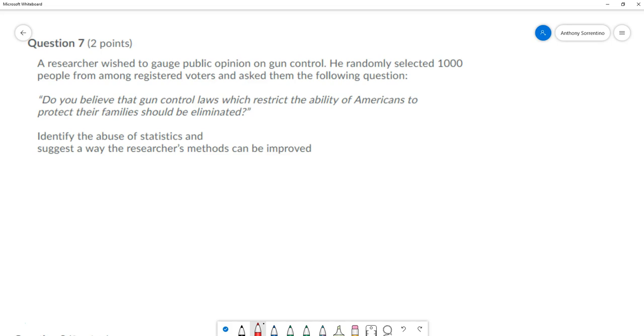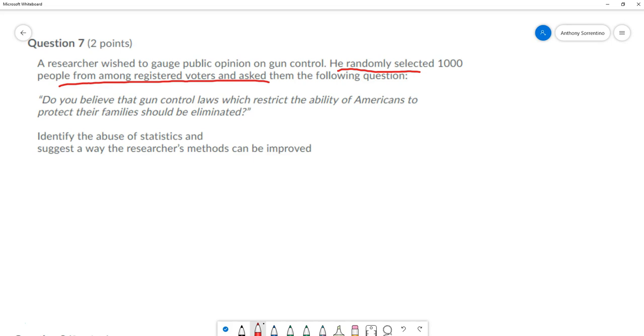So far, setting up a good sample here. Randomly selected people from registered voters, so these are people that would tend to vote on such measures about gun control. Do you believe that gun control laws which restrict the ability of Americans to protect their families should be eliminated? So what's the abuse of statistics here?